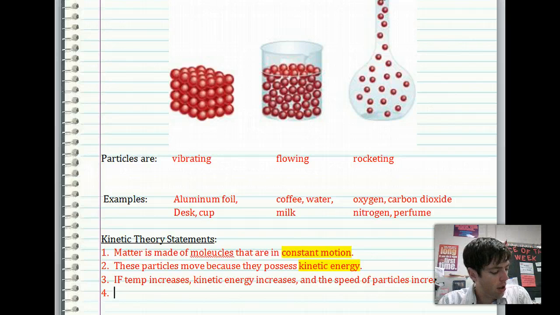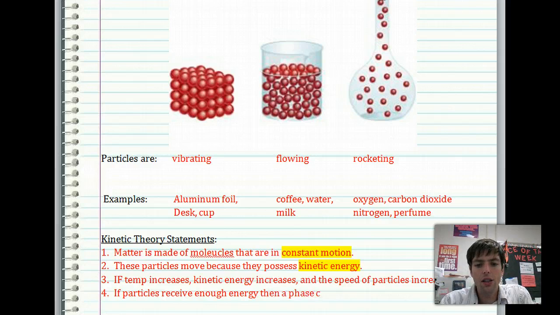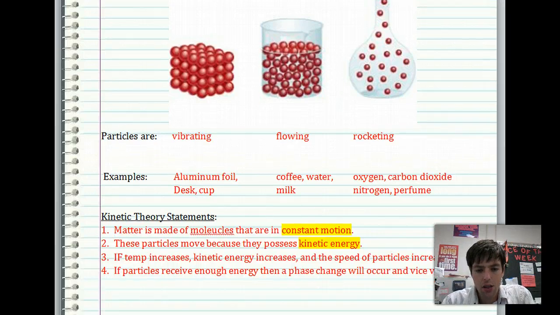And for statement four, if particles receive enough energy, then a phase change will occur, and vice versa. The last thing I want you guys to write down is, and we're going to talk about this a little bit more in class, there's a concept called thermal expansion that people use in construction.